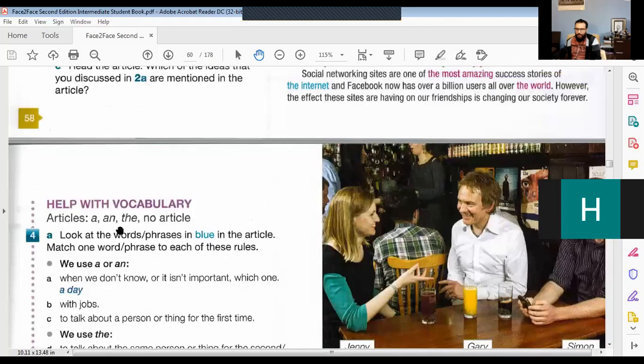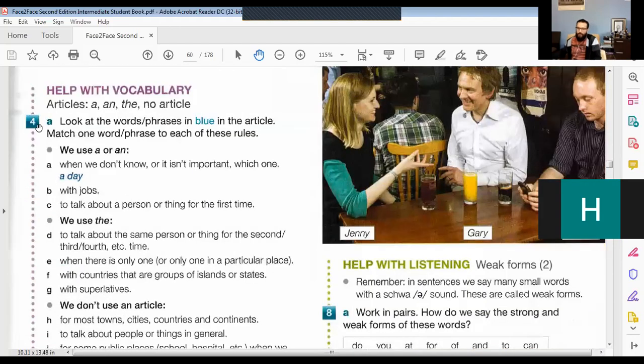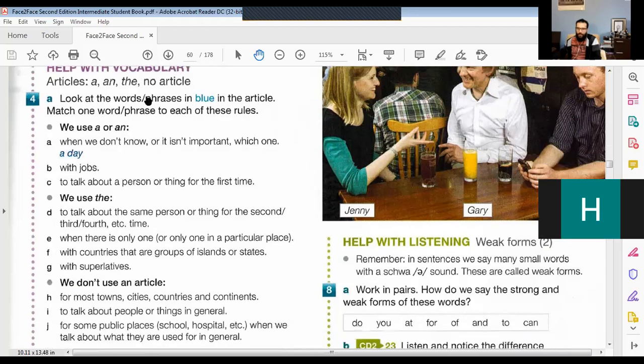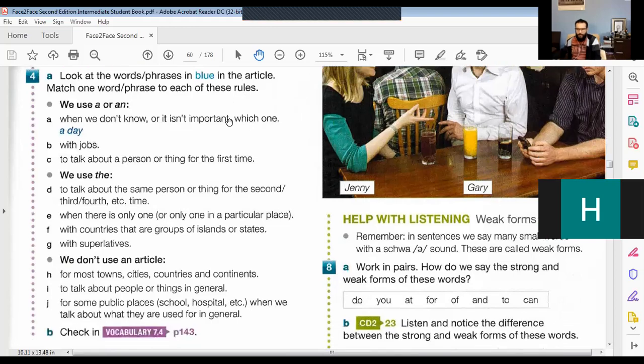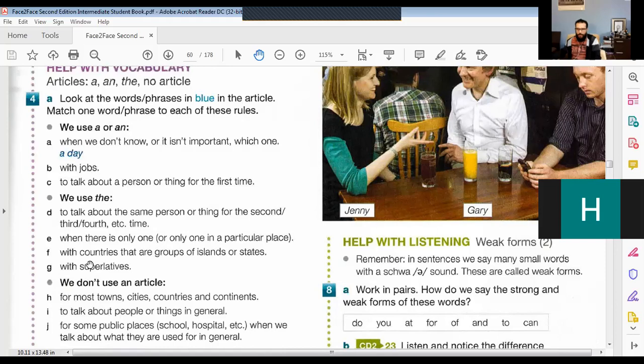But in today's topic, we want to talk a little more about vocab or vocabulary. So here we can say there are 3 different patterns in the way we use articles. You can either use a, an, or you can use the, or you can use no article, depending on the situation. So what we're going to do in this exercise, in number 4, it says, look at the words and phrases in blue in the article, match one phrase to each of these rules. So let me show you the 3 rules.